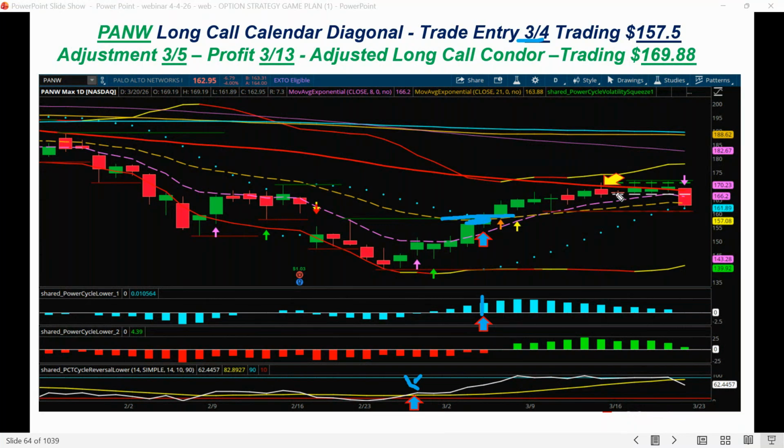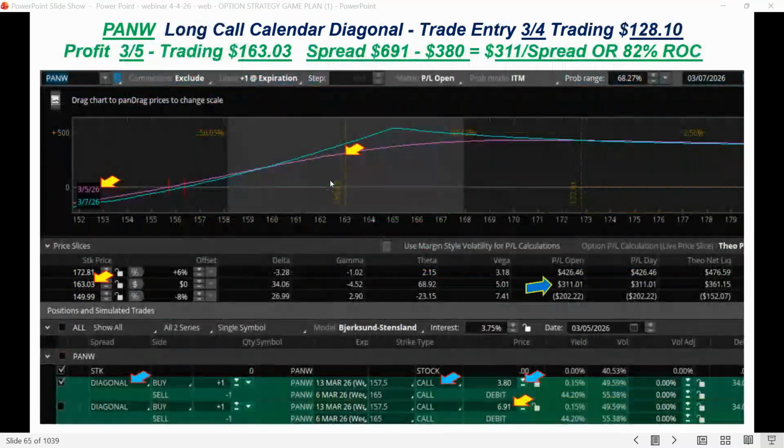We did an adjustment on the 5th. So this was set up on the 4th. On the 5th, we did an adjustment into the long call condor, and then we got out on the 13th when it was trading at 169.88. So here was the trade setup and the adjustment. When we first had profit, typically what I'll do is make sure you lock in some profit and then adjust balance. So on the 5th, the stock was trading at 163.03.